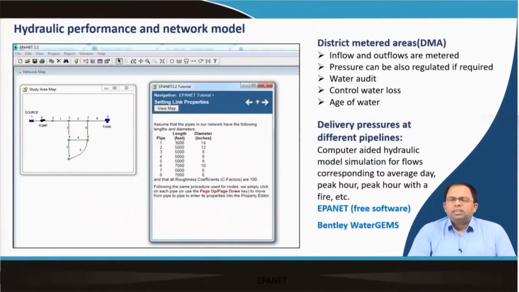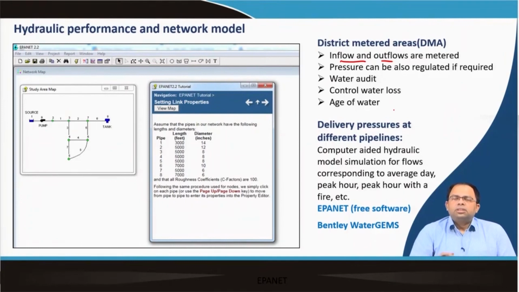In district metered areas, DMAs, we meter both the inflowing water and the outflowing water. Pressure can also be regulated if required, and we can do a water audit. That means we know exactly how much water is being supplied at what time of the day and how it varies from season to season. Then we can control water loss, because leakage detection and all these things are much easier. We can also determine the age of water.